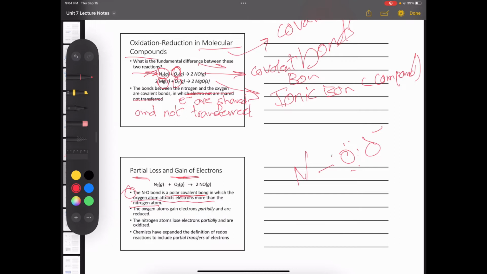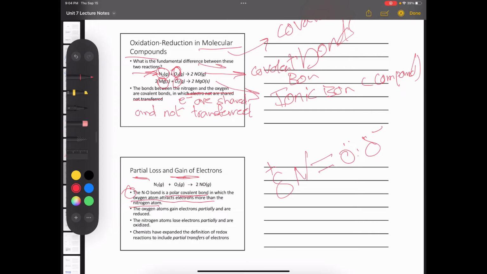Okay? It should be like this. You don't have to worry about the double bond. I'm just trying to show you the negative charge and the partial positive charge. Okay? The oxygen atoms gain electrons partially and are still considered a reduced substance.